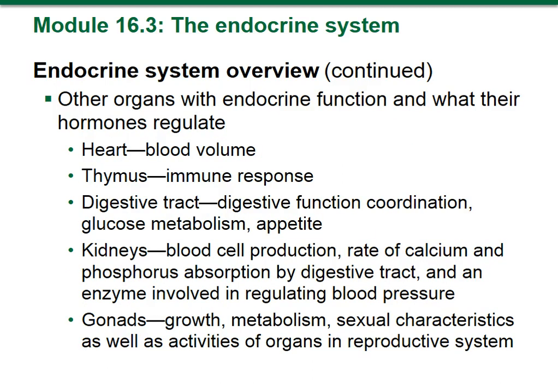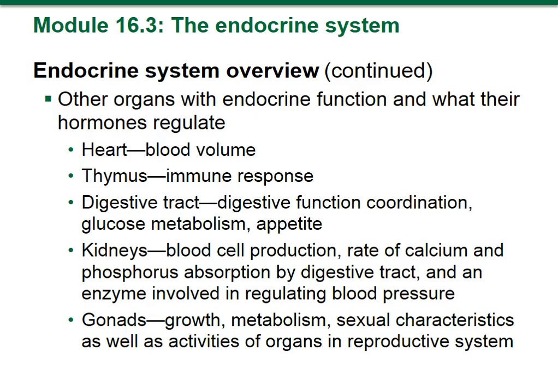And then, as we said, other organs do have endocrine function, but we say it's secondary. The heart produces hormones that are involved with regulation of blood volumes and pressures. The thymus with immune responses. The digestive tract with digestive function, obviously, in that coordination. But glucose metabolism, also appetite.